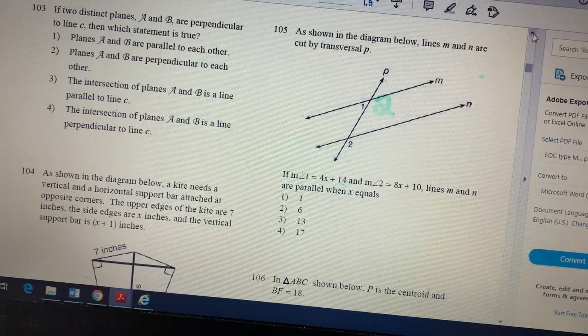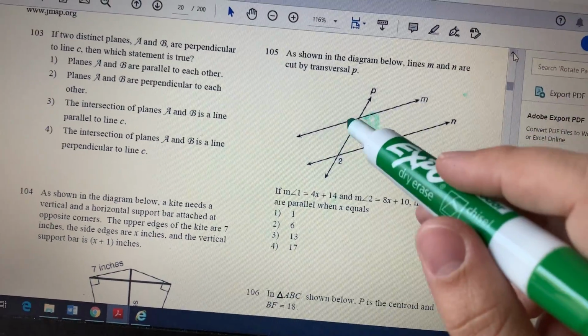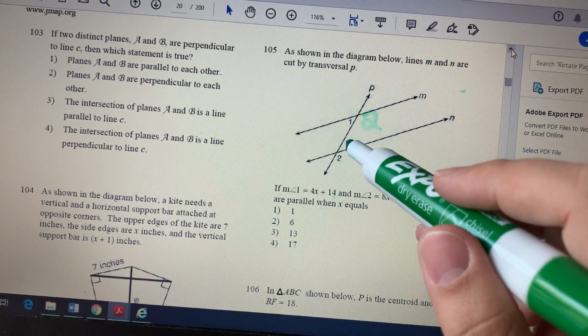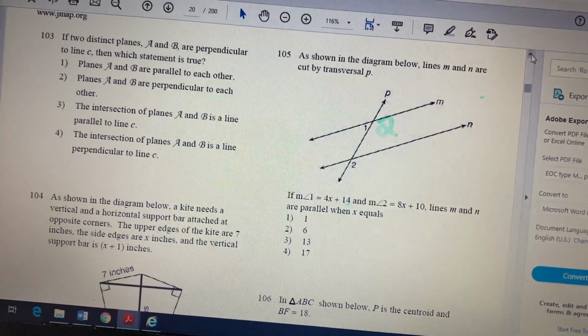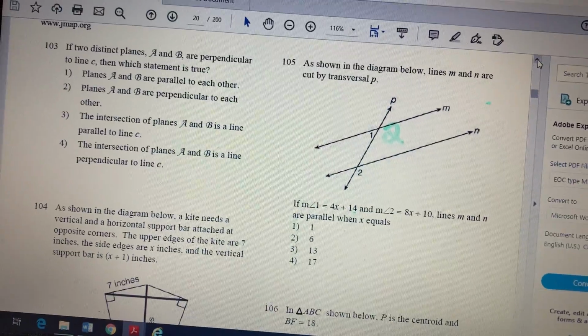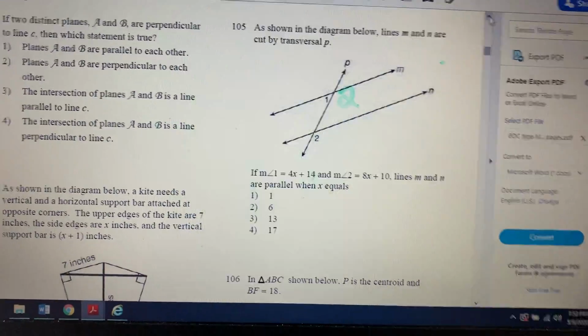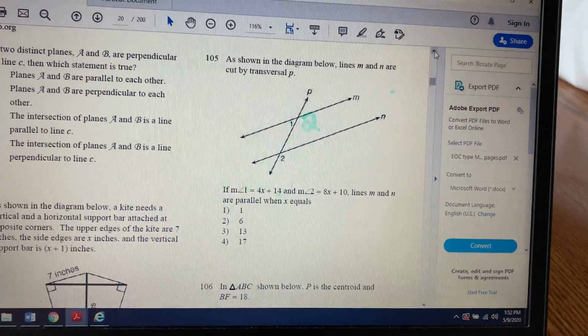Okay, there's some other things you could have done. You could have done alternate interior with 1, put it over there, alternate exterior with 2, put it up there. But you would eventually come to the conclusion that you're basically trying to form a linear pair with them. Okay, and linear pairs are supplementary. So that means I've got to add those and set them equal to 180.